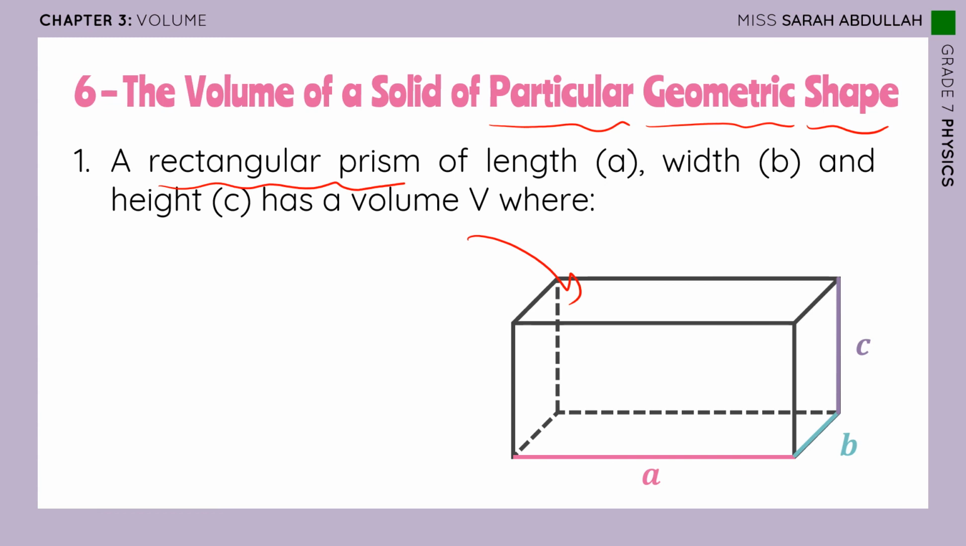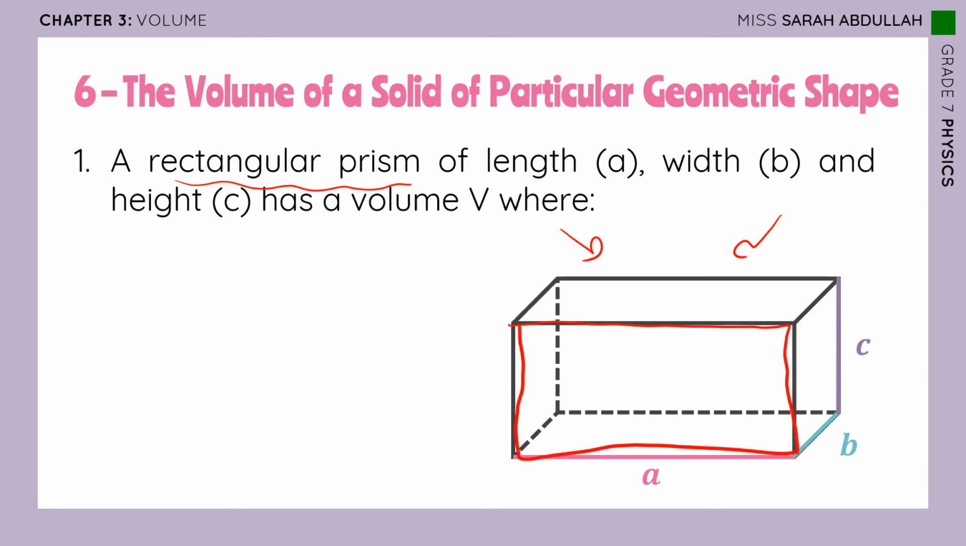To find the volume of a solid of a particular geometric shape, such as a rectangular prism, we can simply apply a formula. Let's look at this rectangular prism. Why is it called a rectangular prism? You see it is a rectangle, but it is in 3D. It has a certain thickness, just like your books. You can look at your book and see that it is a rectangular prism.